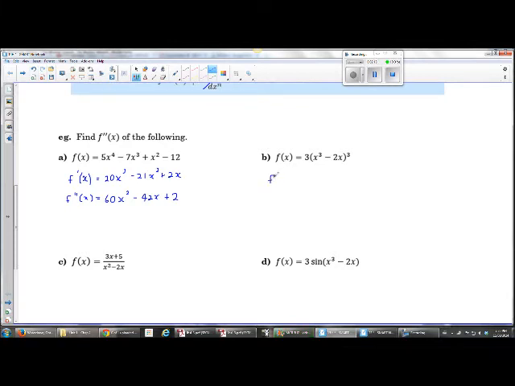Moving along, we'll now do the chain rule here. So we'll bring that down in front. So we get 9 times x cubed minus 2x squared. And then we take the derivative of the inside, which is 3x squared minus 2.